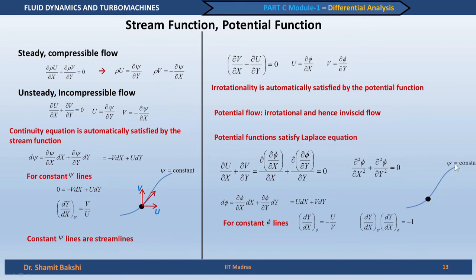So, if this is a psi equal to constant line, and let us say we consider a constant phi line through this point, then phi equal to constant will be perpendicular to psi equal to constant line. So, we also say that streamlines and potential lines are perpendicular to each other. In this slide we have actually introduced these two important functions in fluid mechanics, which are useful to deal with the equations which we derived before, because by the definition of these functions, certain mathematical criteria corresponding to some physical criteria are automatically satisfied.